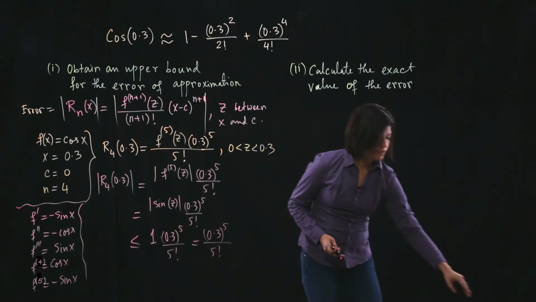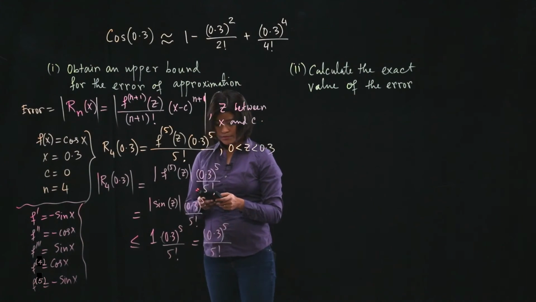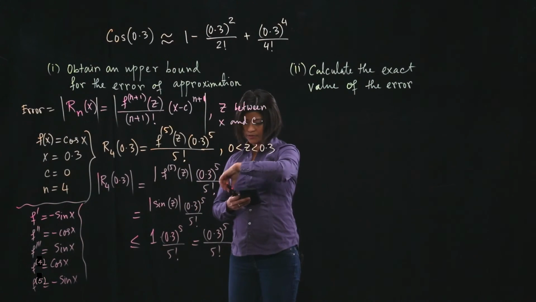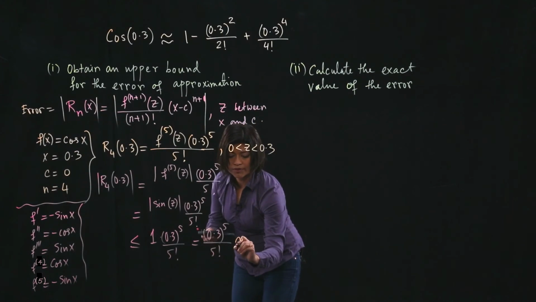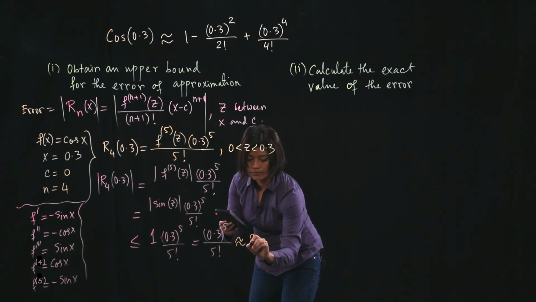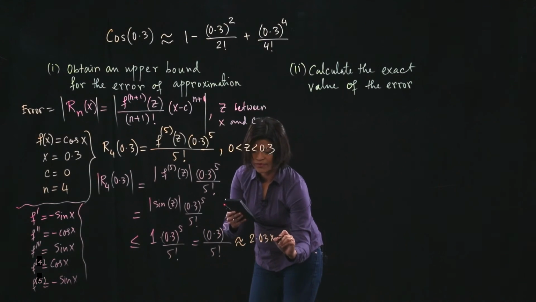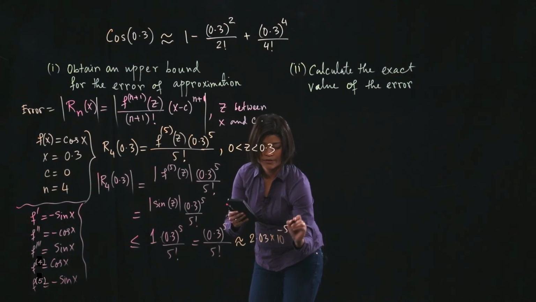Let's use a graphing utility to figure out what this upper bound is. This is approximately 2.03 times 10 to the power of negative 5.